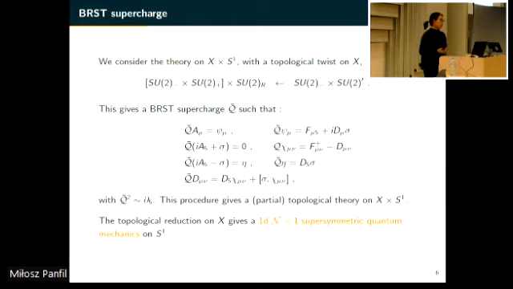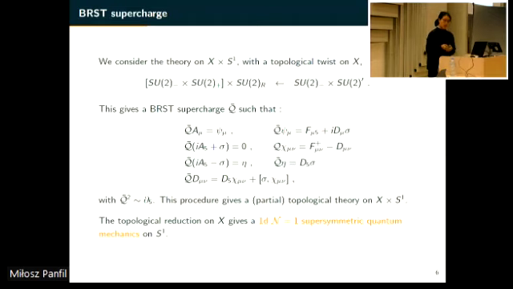Now we want to put the theory on X cross S1 with a topological twist. As usual, the topological twist is done by taking the rotation group on X, the diagonal combination of, for example, SU(2)_+ and SU(2)_R, which becomes SU(2)', and we declare that this is our new rotation group. This process gives you one BRST supercharge, Q, such that it squares to the translation in the S1 direction.